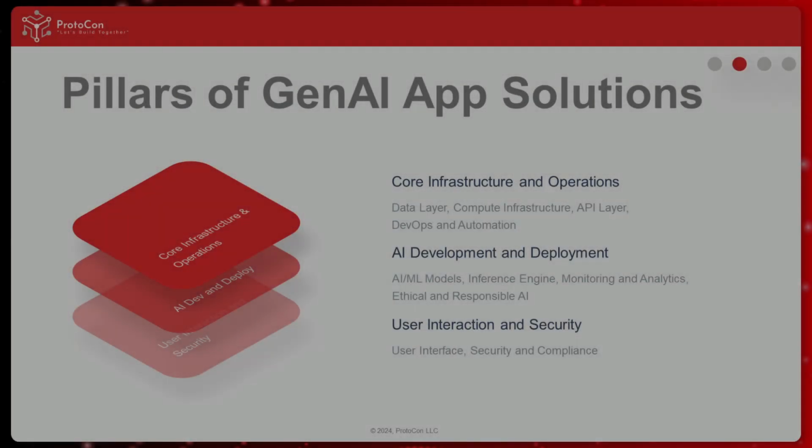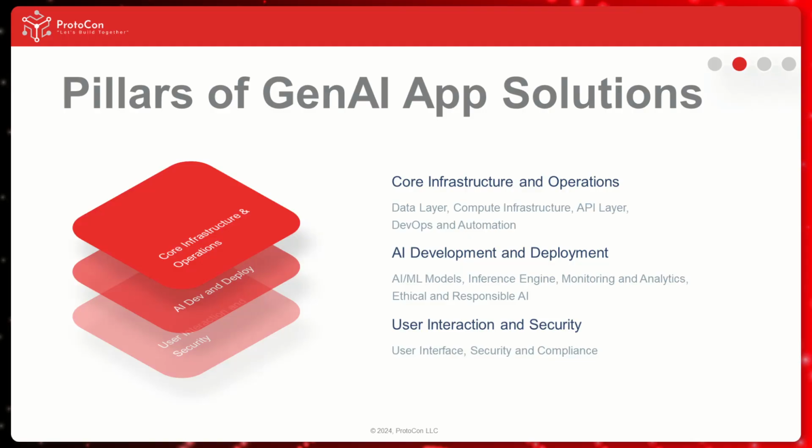Let's get into that. When it comes to the building blocks, there are 3 major pillars. The first is core infrastructure and operations. In this pillar, you're worried about data, infrastructure, API, the thing that communicates between various applications, DevOps, and automation. The next is AI development and deployment, where you're talking about AI/ML models, inference engines, monitoring and analytics, and ethical and responsible AI. The last pillar is user interactions and security, the thing that your customers and your employees will be using, in addition to the security and compliance that is wrapping around these applications to ensure that people are only seeing what they are allowed to see.